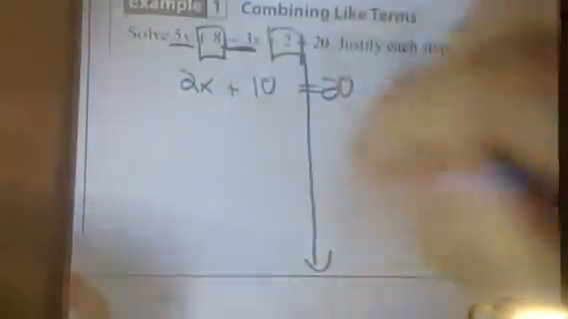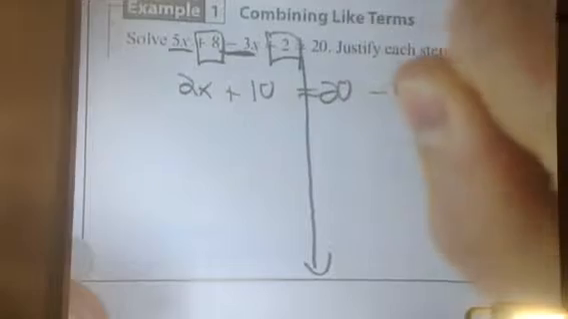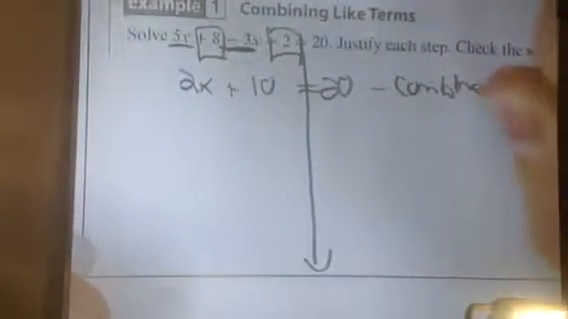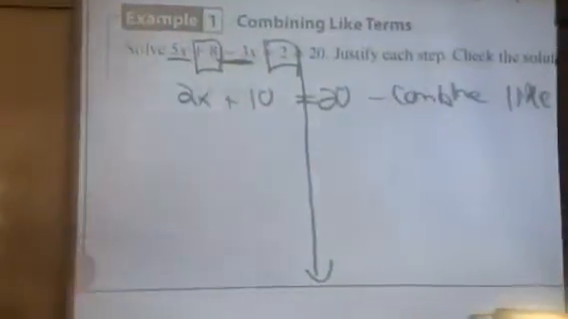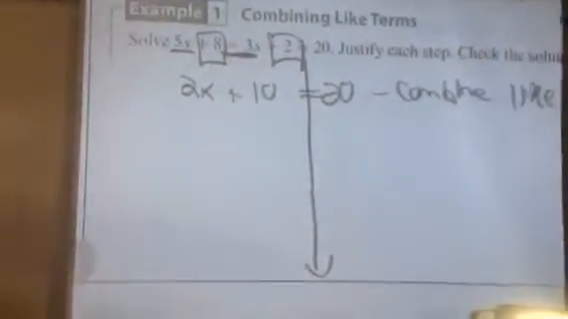So I see 5x minus 3x. Those are like terms. I'm going to underline them. Alright, and then I see 8 and 2. I'm going to box those in because those are like terms as well. So let's go ahead and combine those. 5x minus 3x, that gives me 2x. Alright, and then 8 plus 2, that gives me 10. Then I bring down that equals 20. I just combine like terms. It says to justify each step, so let's do that. Combine like terms. If I have like terms, I need to combine them before I can do anything else.